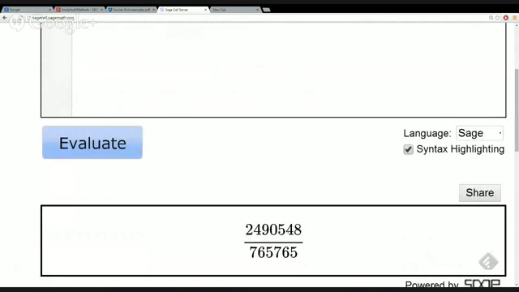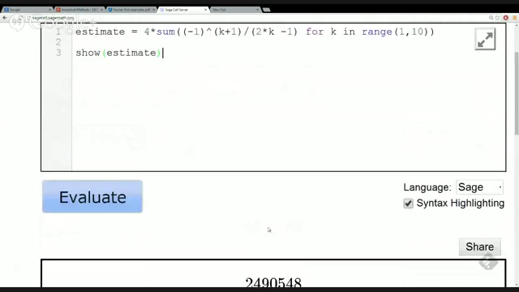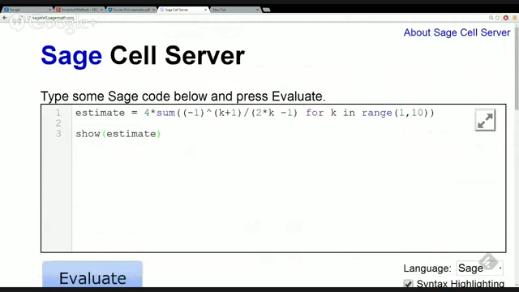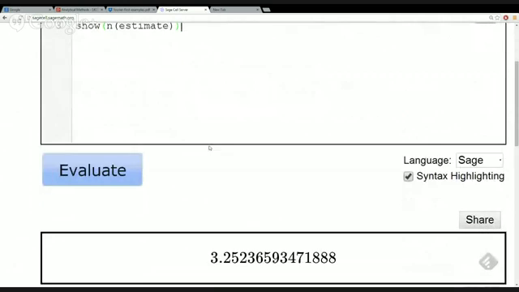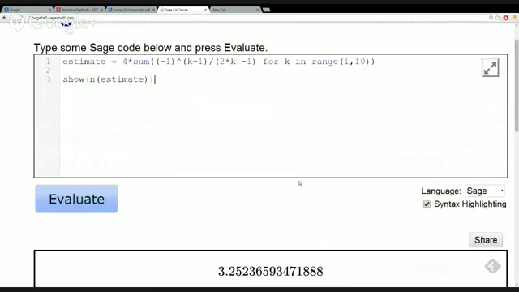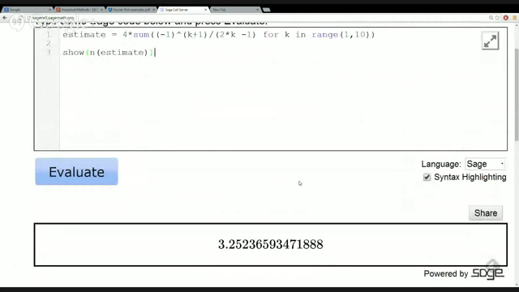Oh, yeah. The way that formula calculates is just as a big fraction. If you actually want to see the decimal expansion of it, stick an N around it. So 3.25 is the approximation to pi that you get from the first 10 terms of the series.